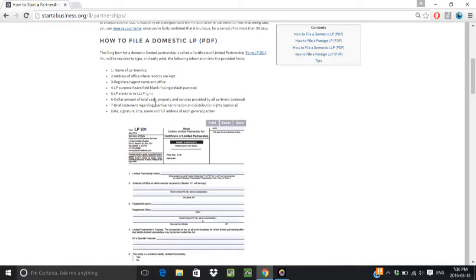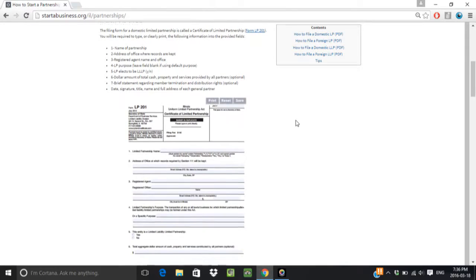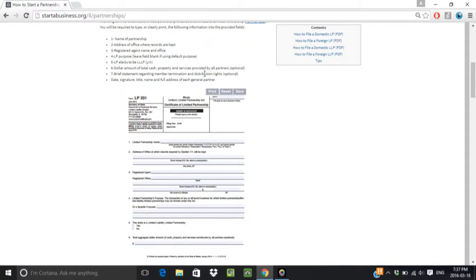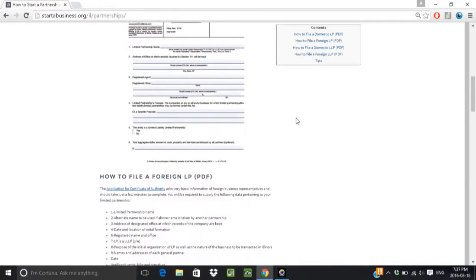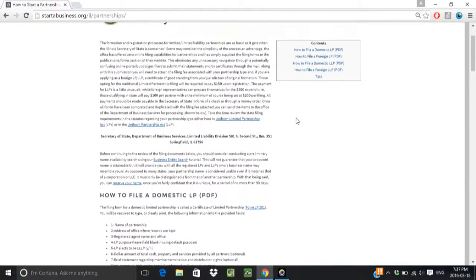If you would like to be an LLP, I purposely didn't add their own filing tutorial for the LLPs, because it's essentially the same thing. If you are going to be one of those, then click yes when this question comes up. Also provide the dollar amount of total cash, property, and services provided by all partners. This is optional, as is the brief statement regarding member termination and distribution rights, also optional. Then provide your date, signature, title, name, and full address of each partner. Send that into the Secretary of State with your filing fee, and you're pretty much done.